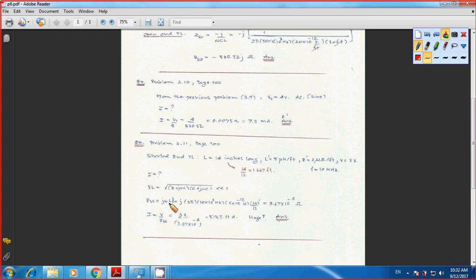You have j omega L, where L is the inductance multiplied by the length of the line. And what is omega? Oh, this is the frequency, sorry. This is 10 megahertz, so 10 multiplied by 10 to the 6. And your L is 5 picohenry, so 5 multiplied by 10 to the negative 12. Then you multiply by the length of the line in feet, so 14 divided by 12. That gives you 3.67 times 10 to the negative 4 ohms. And I equals V over the impedance of the transmission line, so you divide by 3.67 times 10 to the negative 4. This gives you a very big current.